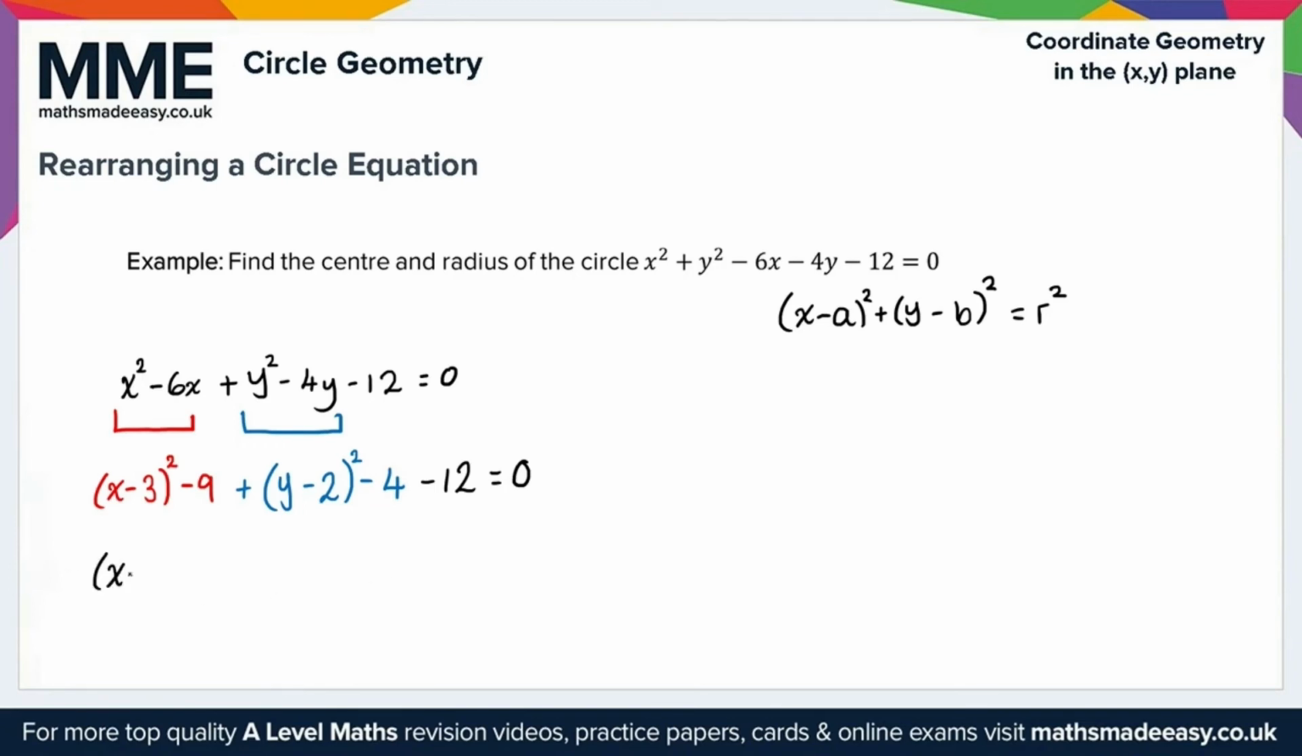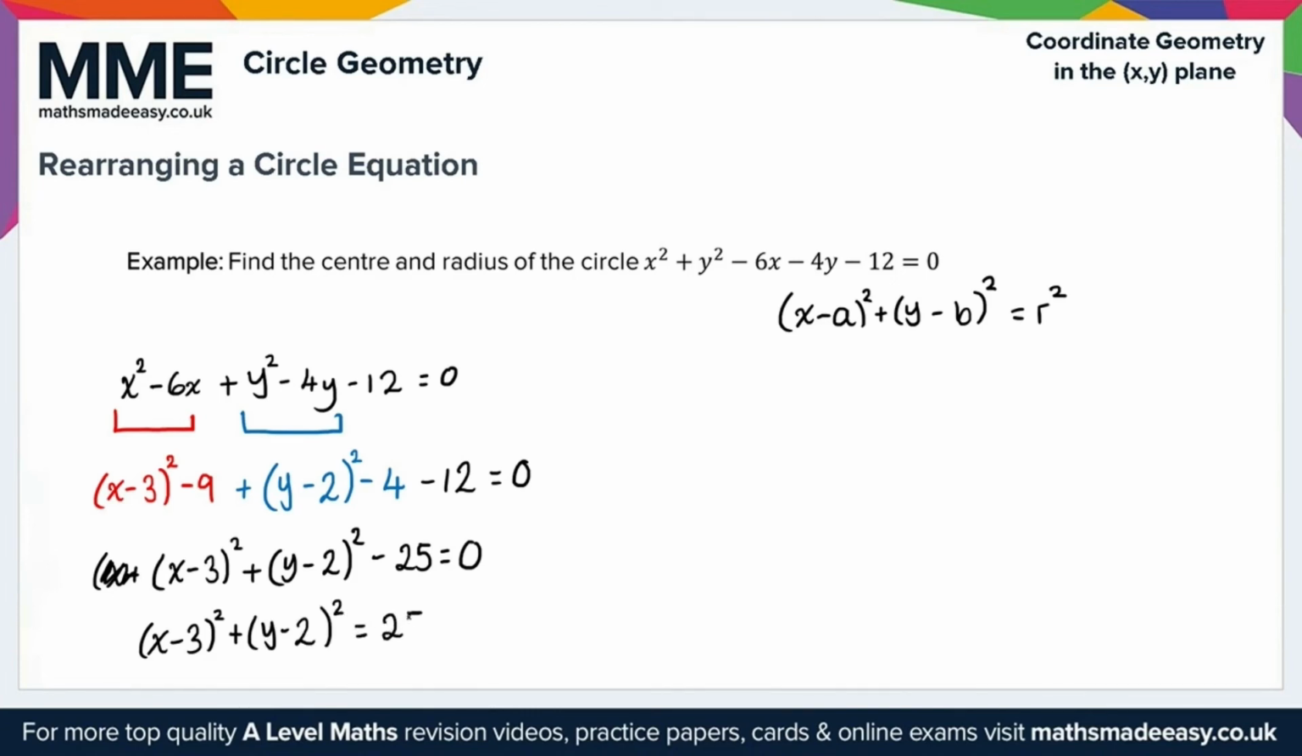So in total what I've got here is x minus 3 squared plus y minus 2 squared minus 25 is equal to 0. And simply all I need to do here now is take this 25 across to this side to obtain it in this form. And if we do that, what we obtain is x minus 3 all squared plus y minus 2 all squared is equal to 25.